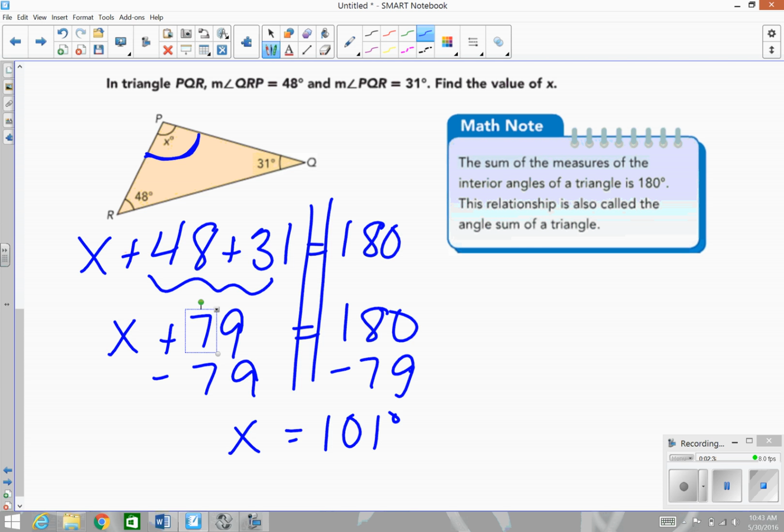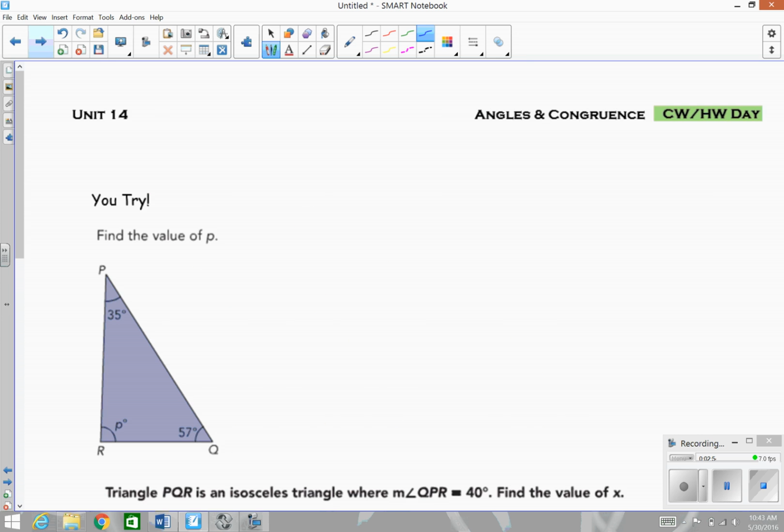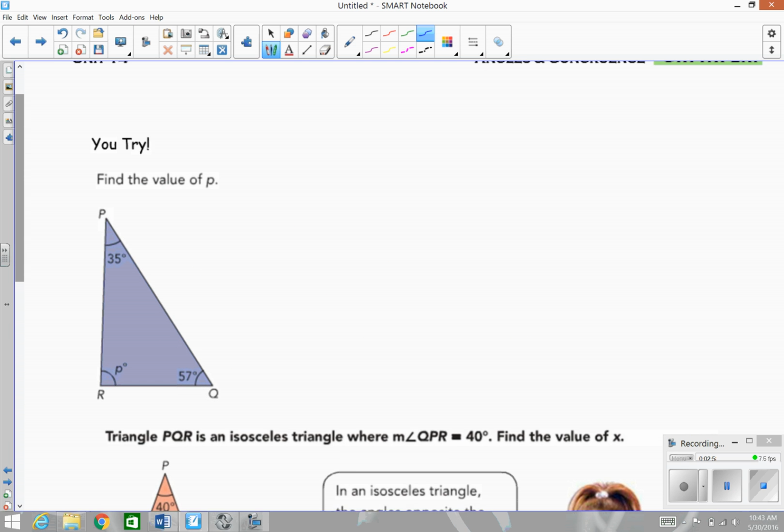And what's nice about these is if you were to check, which I would always encourage, especially on a quiz or a test, if you did 101 plus 48 plus 31, it better add up to 180 degrees. I'd like you to try this problem here on the next page. It should only take you a minute or so, so you can pause and come back to me when you're ready to check the answer.